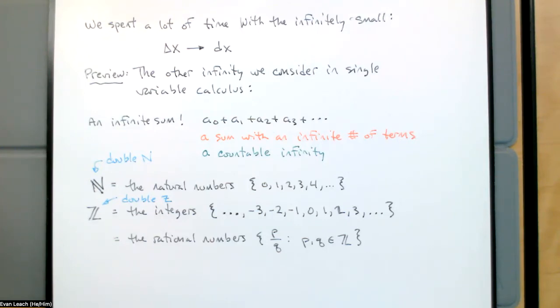Since Q could be 1, that means all integers are also rational numbers, just like all natural numbers are also integers. And so all natural numbers are also rational numbers. Note that Q can't be 0 because that would mean P over Q is not defined. And so we would not be able to put that in the set.